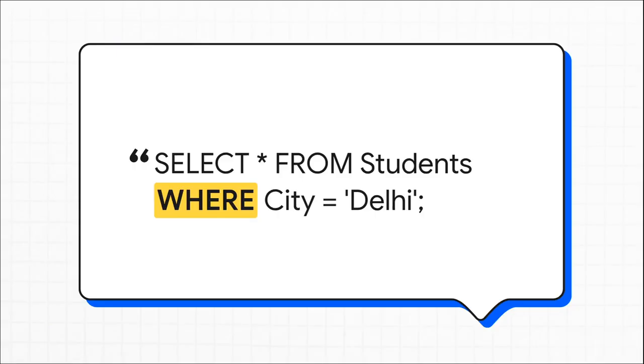And here's a perfect example. This command is saying, show me all the information from the students table, but only for the students where their city is Delhi. This way, you get exactly the data you need and none of the data you don't.